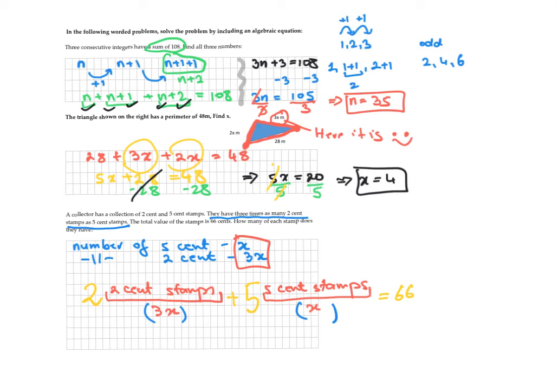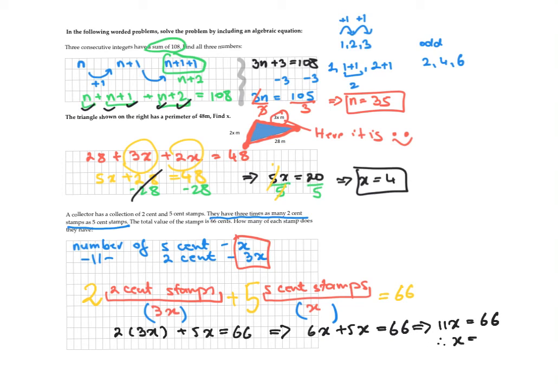Now, what I'm going to do next is simplify. So 2 times 3x plus 5 times x is equal to 66. From here, 2 times 3x is 6x. And now it's not hard. Actually, it's pretty easy. 6x plus 5x is 11x. It's equal to 66. And from here, we can say that x is equal to 6, because 66 divided by 11 is 6.